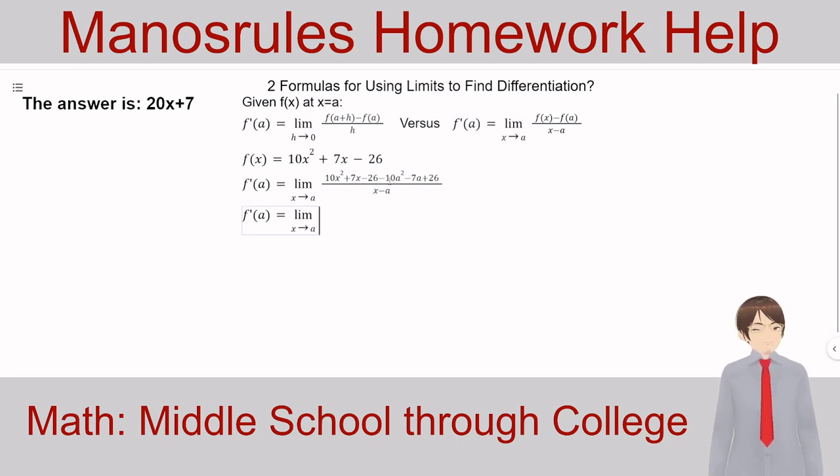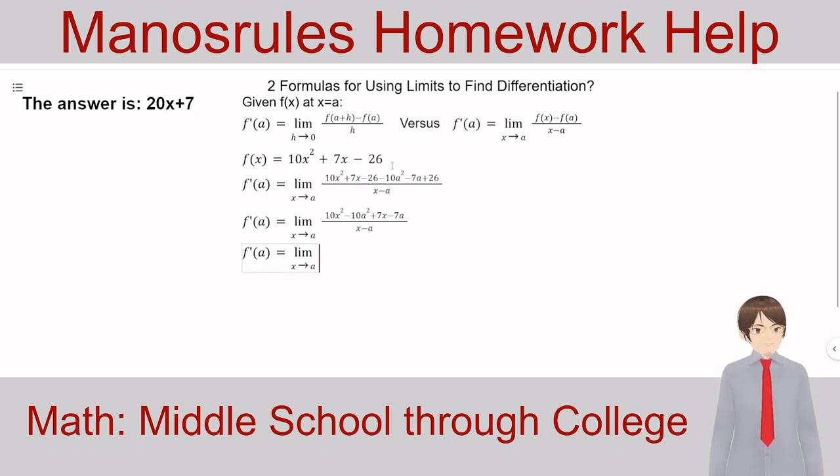And now, once again, I'm going to eliminate the 26's again, because that's minus 26 plus 26. And then what I'm going to do is rewrite the terms so that the x squareds and a squareds are together, and then the 7x and the 7a are together. So what am I left with? I'm left with 10x squared minus 10a squared plus 7x minus 7a all over x minus a.